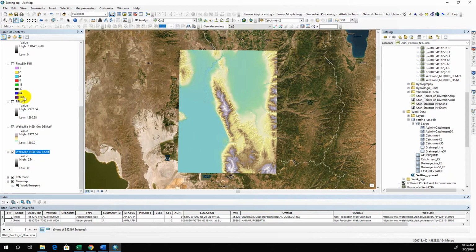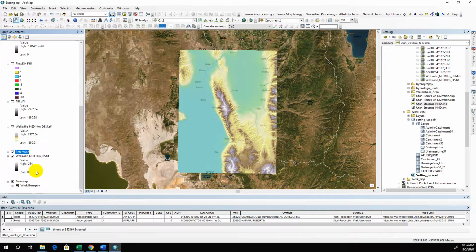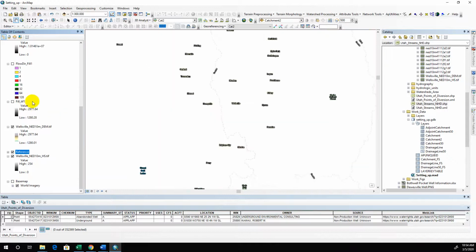Brigham City is, there we go, right here. Honeyville, and we've got Deweyville and Collinston, Beaver Dam, and then Harper Ward right there. So that's the extent. I'm going to switch the base map off because it'll just load a lot easier.